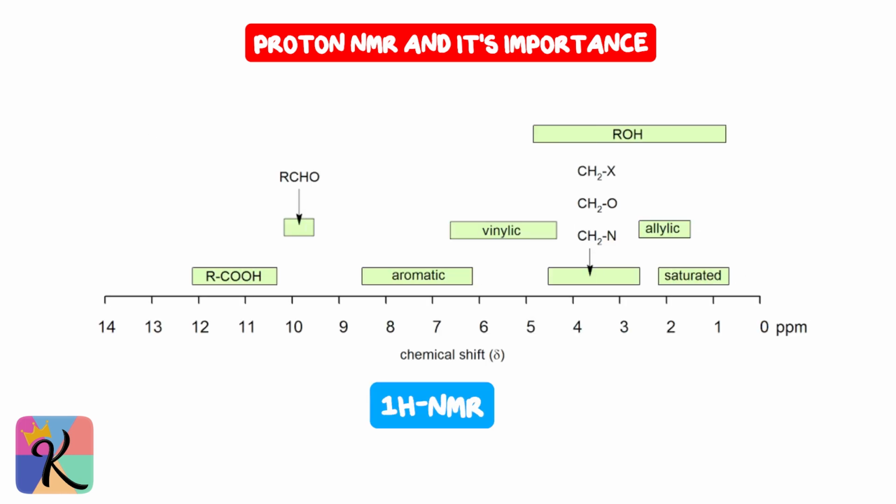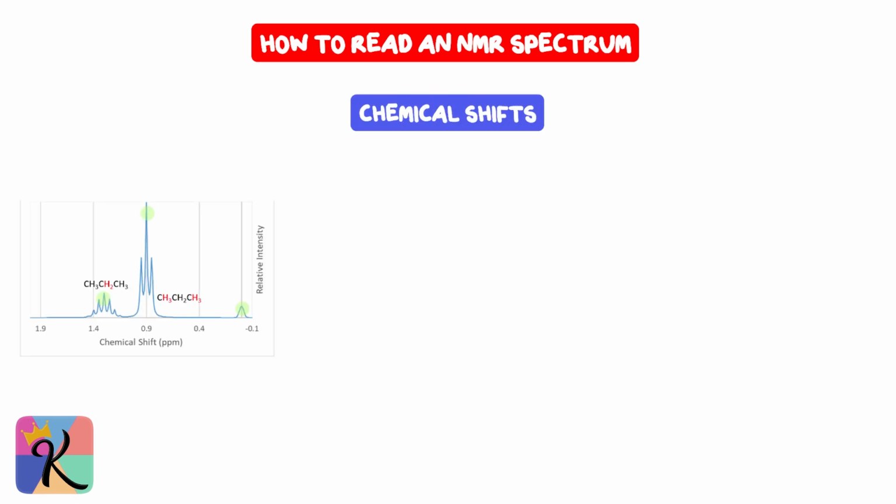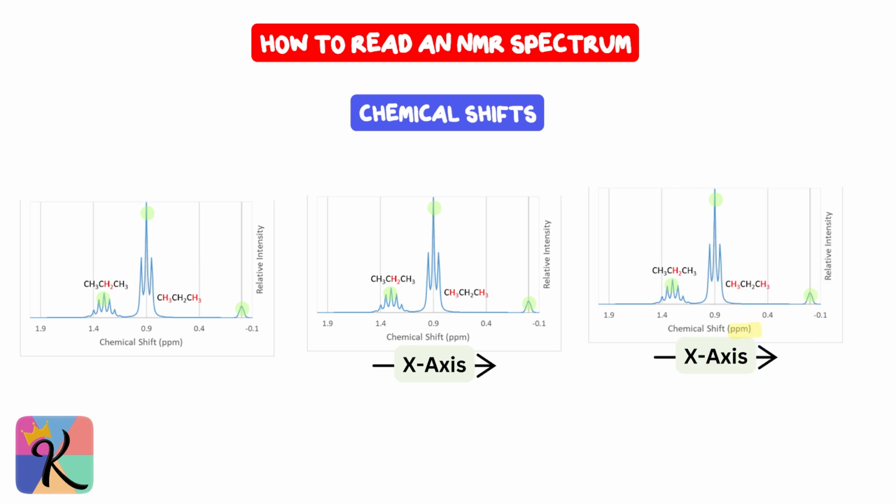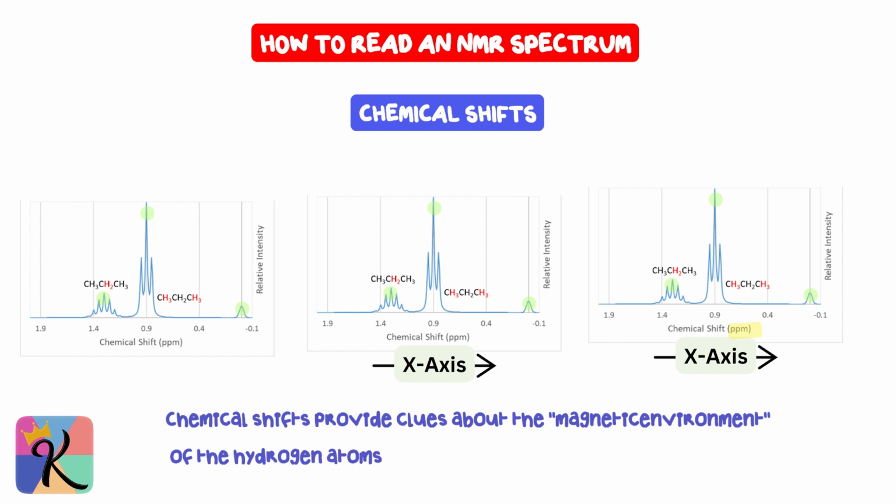In proton NMR, the chemical shift of the hydrogen atoms reveals the type of chemical environment they're in. For example, protons attached to different functional groups, like alkanes, alcohols, or aromatic rings, produce signals in different regions of the spectrum. When looking at an NMR spectrum, there are three key pieces of information you should focus on. Chemical shifts. This is the position of the signals along the x-axis, measured in parts per million, ppm. Chemical shifts provide insights into the magnetic environment of the hydrogen atoms in a molecule.